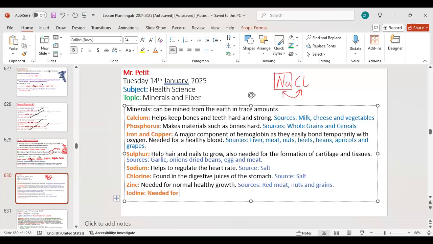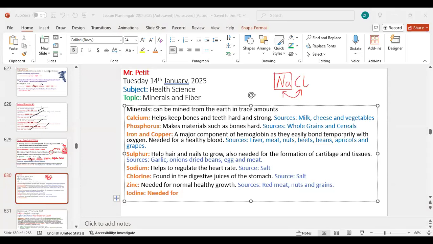Anyone ever saw radiation? So you need iodine inside your body, because iodine is a very important mineral. Now, the reason why iodine is important is because if you don't have iodine, then you end up having a deficiency disease.